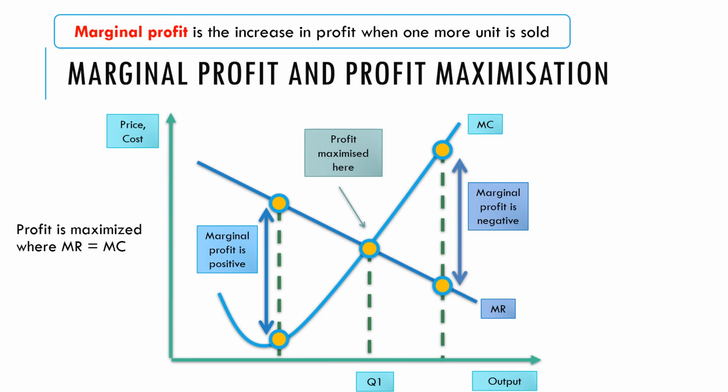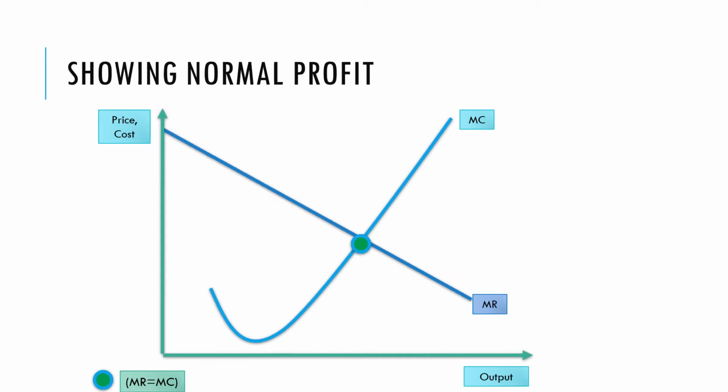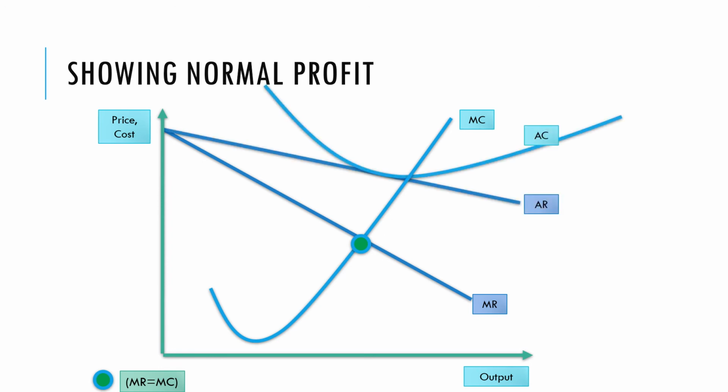So profit is maximized where marginal revenue equals marginal cost. That is our rule. So how do we illustrate that? How do we illustrate now that we are generating a normal level of profit, for example, at that particular point? Well, we need to add on our average revenue and our average cost curves.